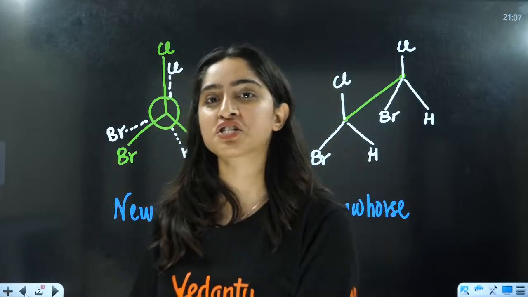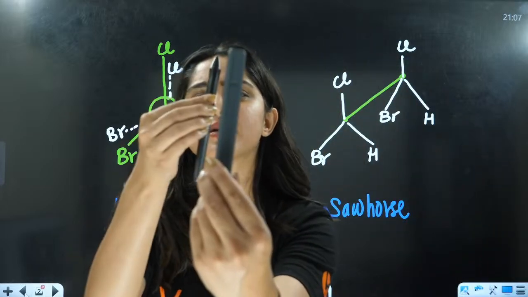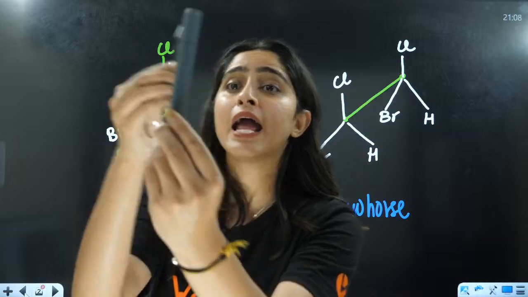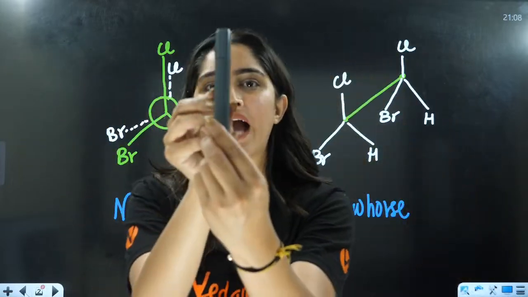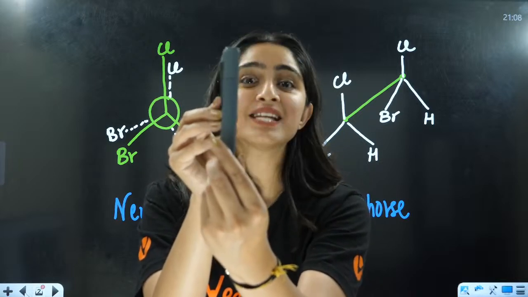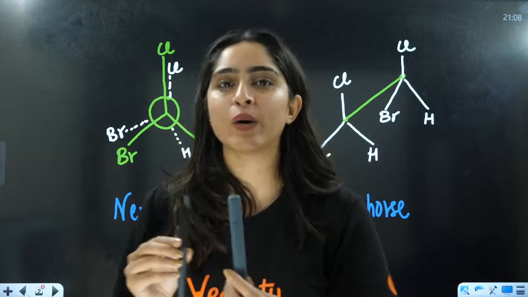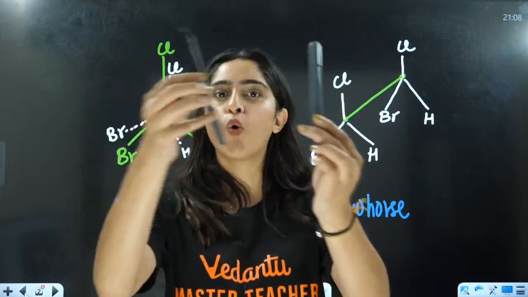If you see that projection in the form of Newman's, this is the front atom, this is the back atom. At this point I won't be able to see, are you able to see this back atom? No, you're not able to see it clearly, right? But if I draw it like this, now you are able to see both of these.